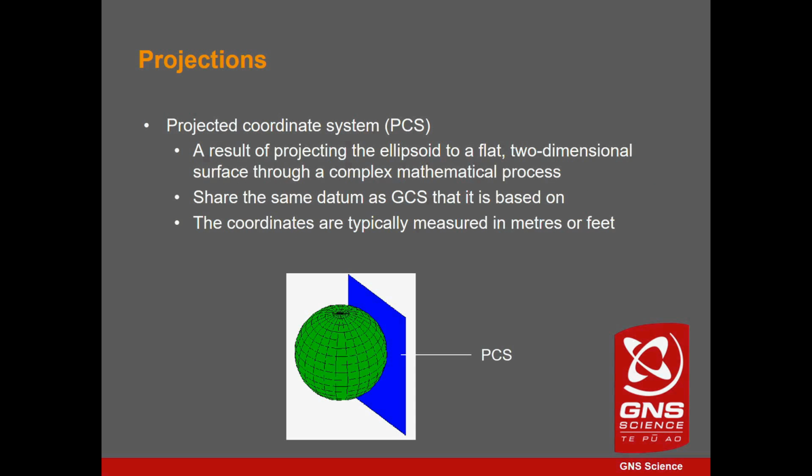A projected coordinate system is a result of projecting the ellipsoid onto a flat two-dimensional surface through a complex mathematical process. The projected coordinate system shares the same datum as the geographic coordinate system that it's based on, but the coordinates are typically measured in meters or feet. Most of the maps we see are in a projected coordinate system.